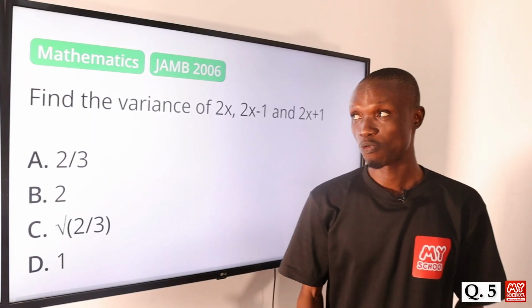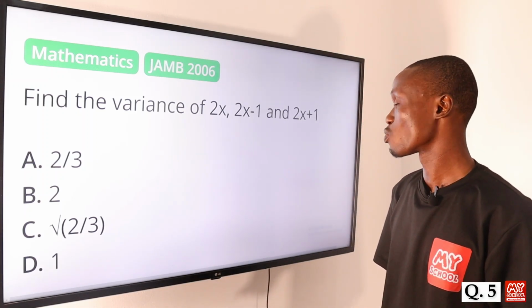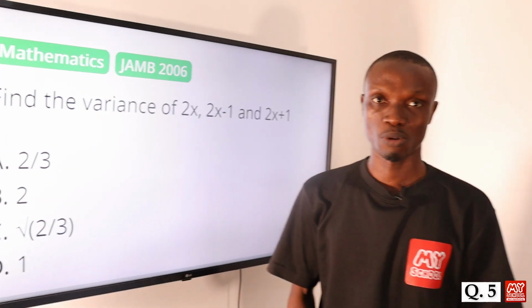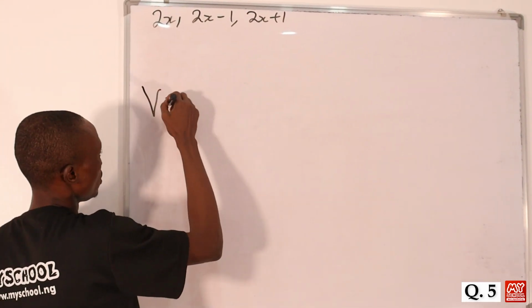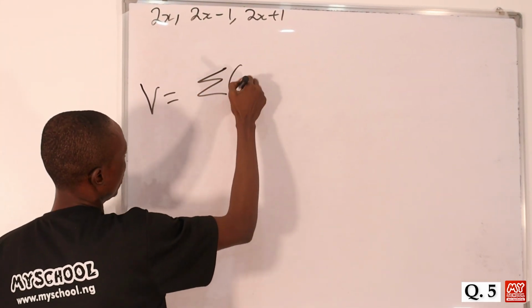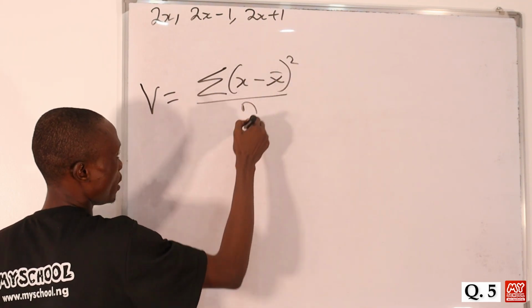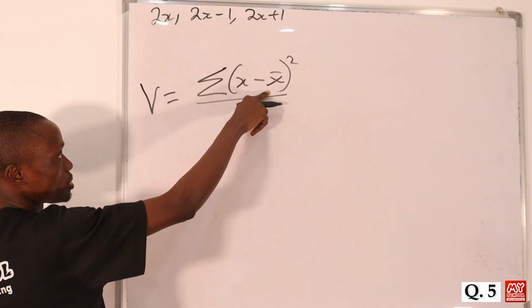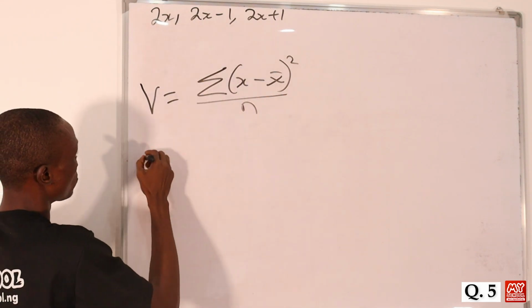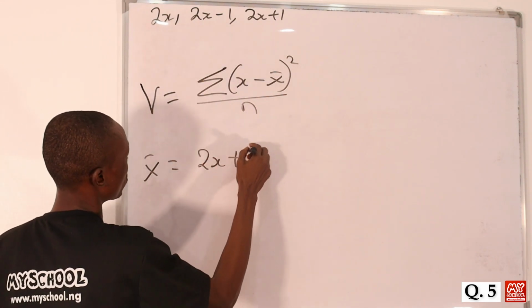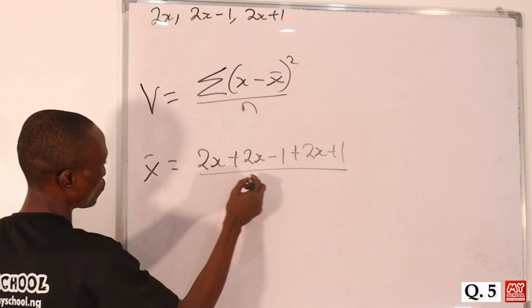Question 5. Find the variance of 2x, 2x minus 1 and 2x plus 1. So let's move over to the board to provide an answer to this question. The formula for calculating variance, V, is equal to the summation of x minus x bar in bracket squared, all over n, where x bar represents the mean. First of all, let's calculate the mean of the 3 values that are given to us. So x bar will be equal to 2x plus 2x minus 1 plus 2x plus 1, all over 3.